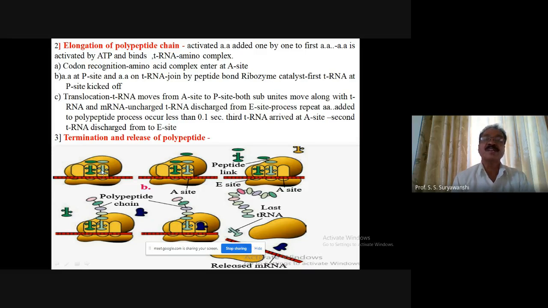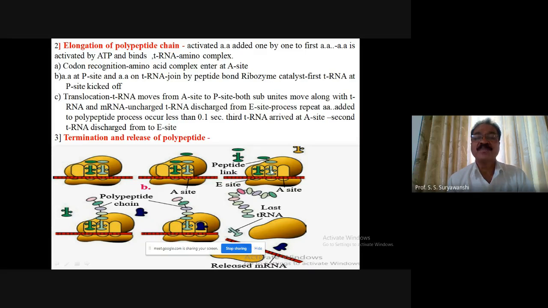So the second tRNA is discharged from the E site. That means it goes to the E site, and from this E site it is released, which is now vacant. This tRNA, which was with an amino acid, has now become vacant, unloaded. Then this tRNA floats from the E, or exit, site into the cytoplasm to bring another type of amino acid. So in this way such a process takes place, which is called the elongation process.